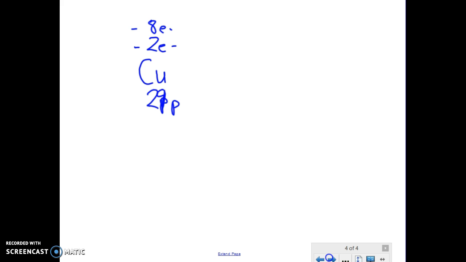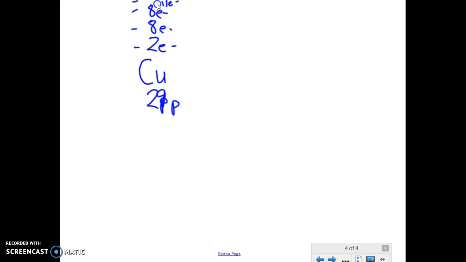8. Then the next one, we can go up to 18. Do we need all 18? No, we only need 11 electrons in that last energy level.